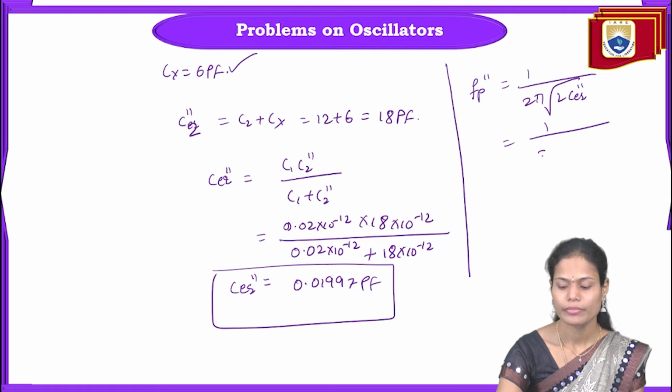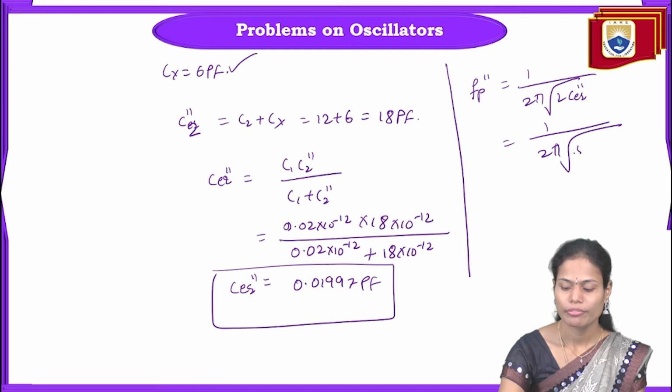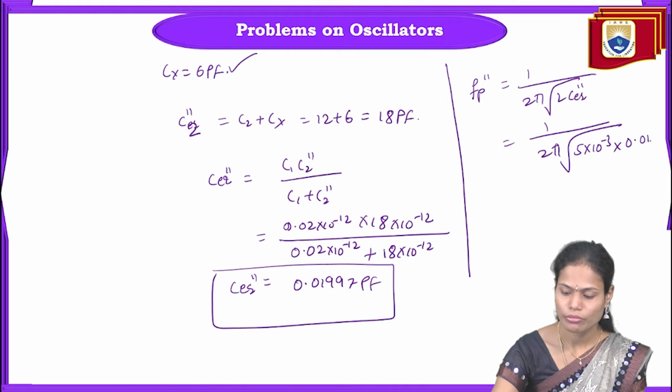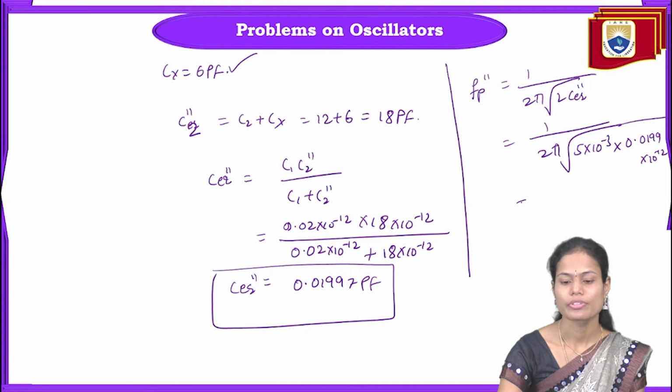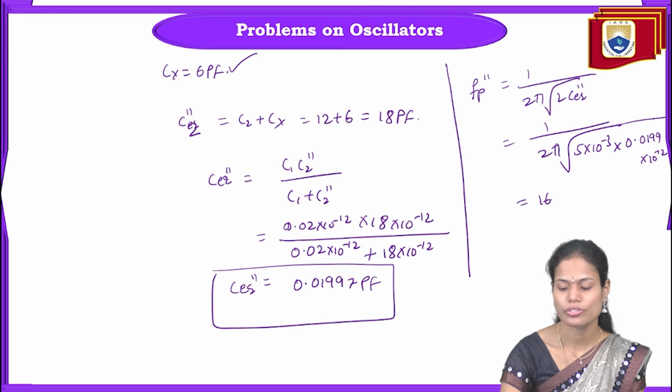So 1 by 2 pi, 50 into 10 power minus 3 into 0.0199 into 10 power minus 12. So if we solve this, we will get it as 164 Hertz.